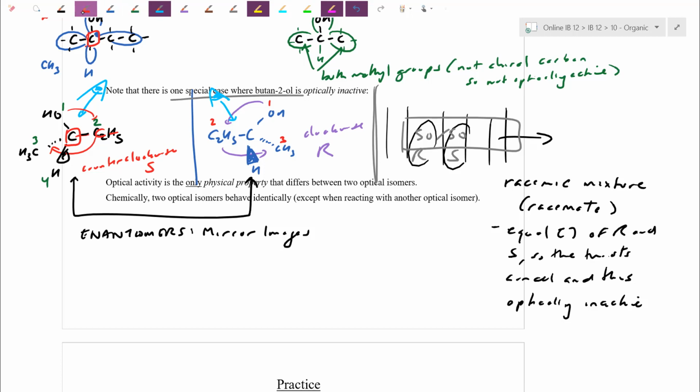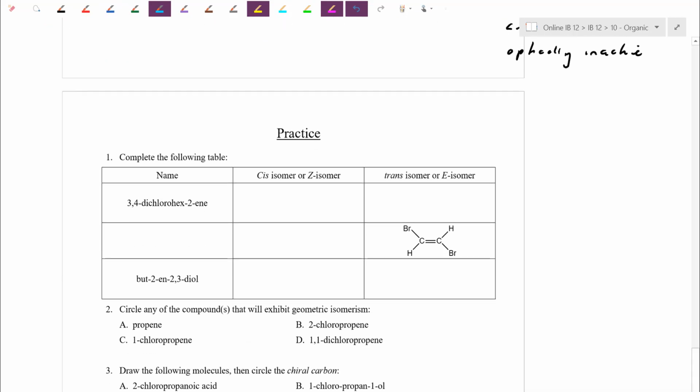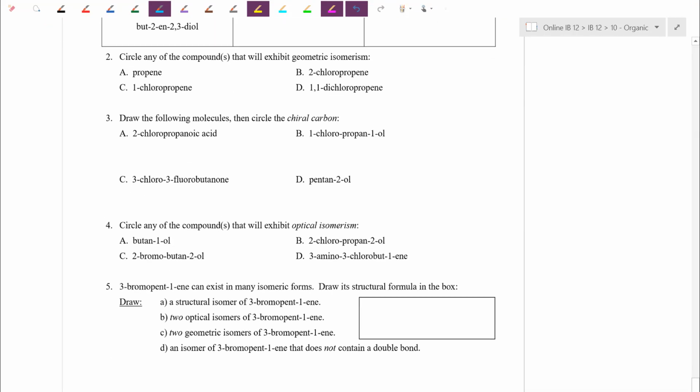So this one here was definitely the harder of the geometric isomers. There are some questions for you to practice. We'll pick it up from here tomorrow. See if you can start visualizing these things in 3D. Assign the high priority groups and assign whether they're R or S.